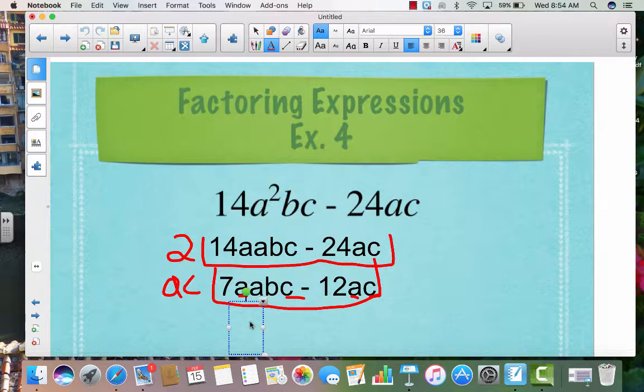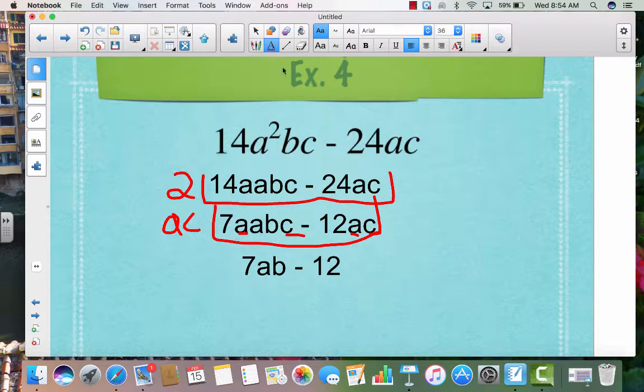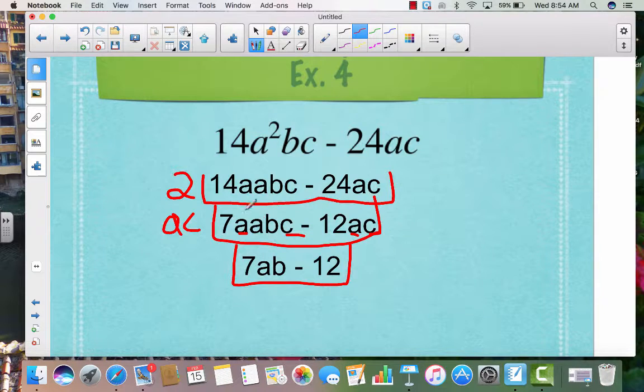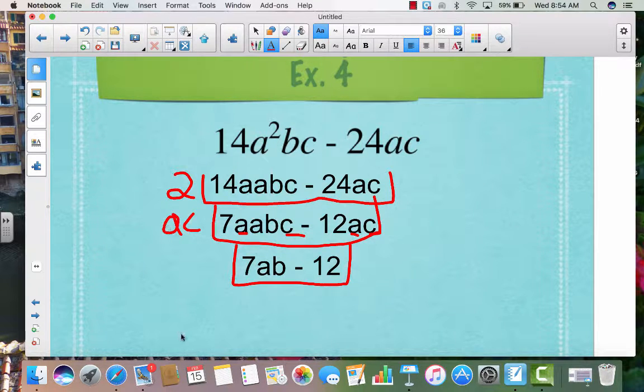So what I'm left with now is 7ab minus 12c. Oh, I'm lying. Minus 12. We factored out that c. 7ab and 12 don't have anything in common, so my cake is finished. I'll just draw my last layer here. And then I'm going to take my GCF off the side, which is 2ac, and I'm going to multiply it by my bottom layer of cake. And that's my factored expression.